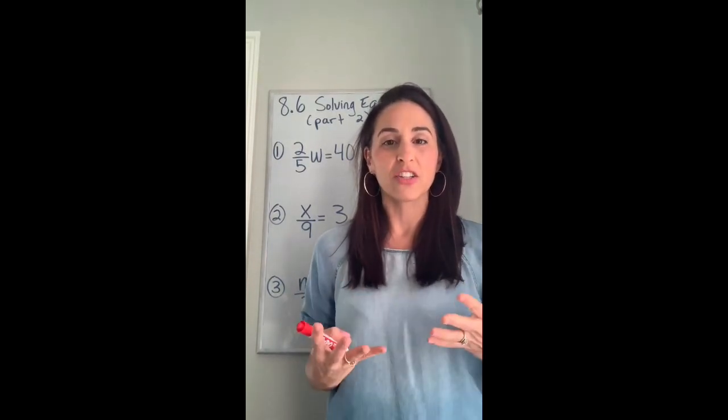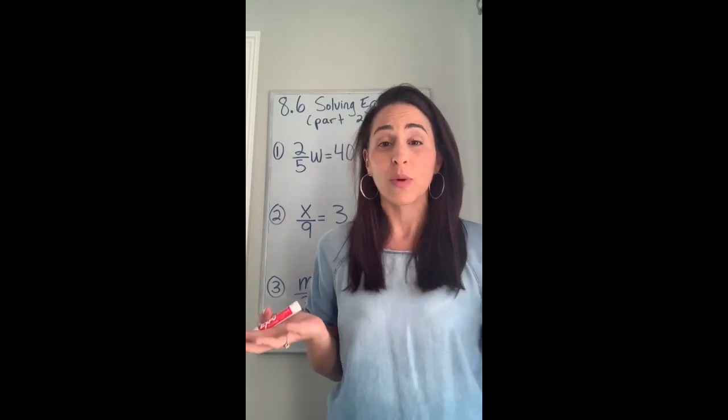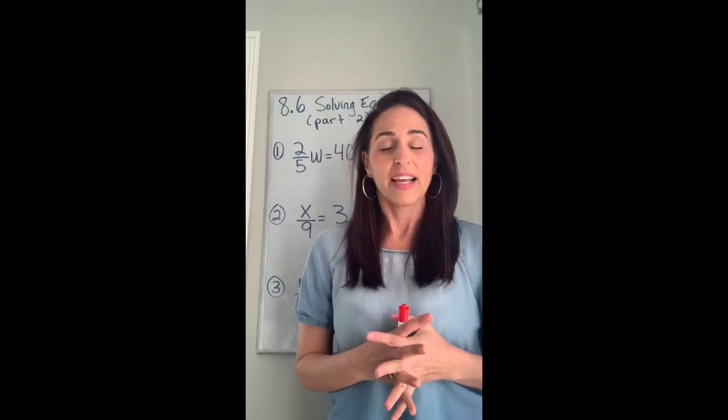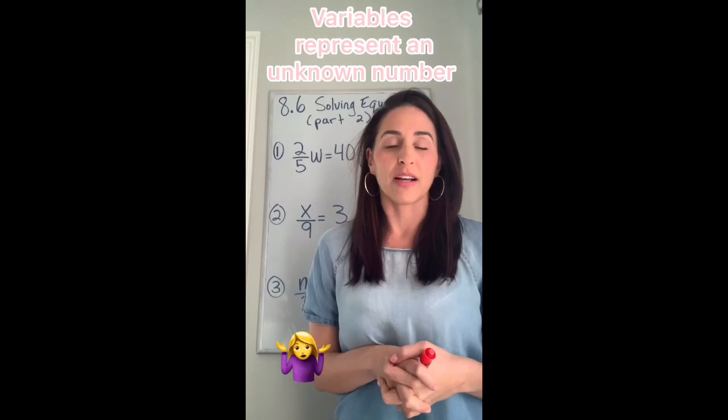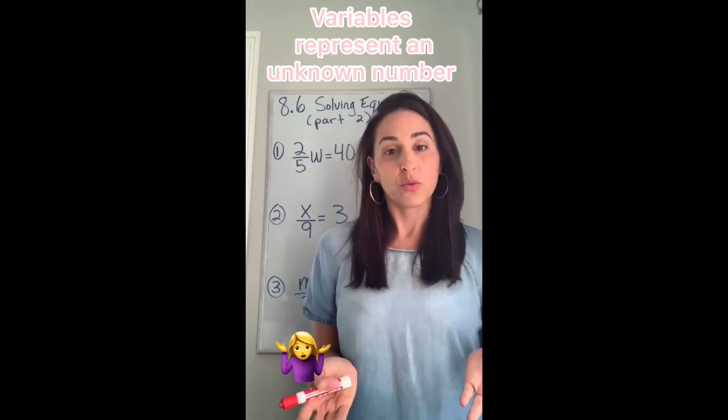So we have these equations that include variables, and we don't know what this mystery number is, okay? It's a mystery number. A variable is a letter that's representing a number that we do not know.